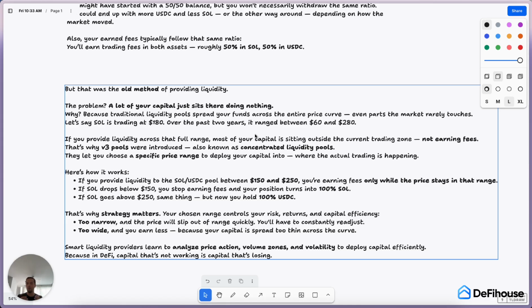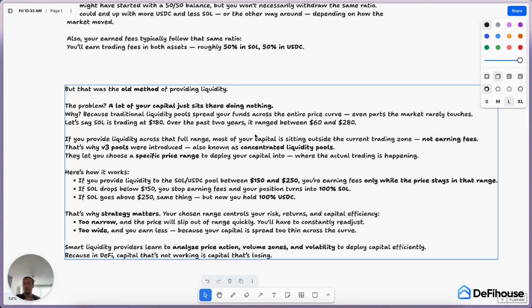Because traditional liquidity pools, the ones that I just described, spread your funds across the entire price curve, even parts the market rarely touches. So for example, if you deposited into the full range, right, or also known as the traditional liquidity pools, into the Solana USDC pool, no matter the price of Solana, you will be earning the fees, right? If Solana goes to $1,000 or drops to $5, it doesn't matter. You will be earning the fees.